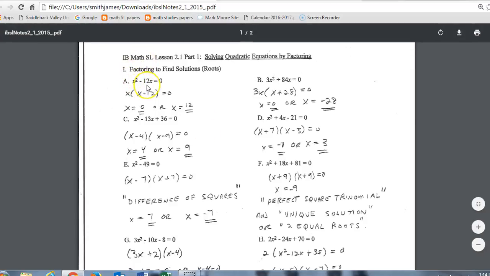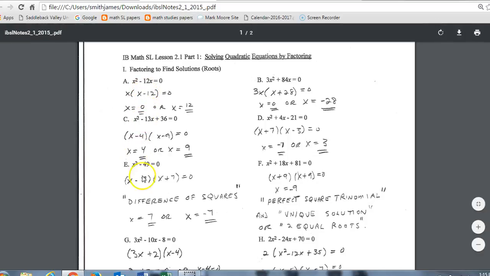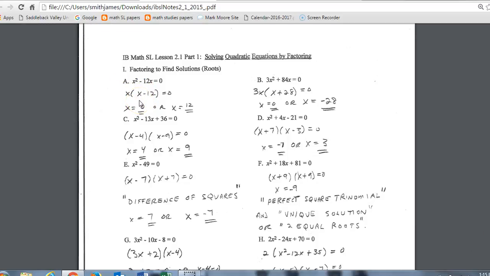In a case like this, we'd be looking to factor out a common factor of x. Anytime you factor, whether it's with a common factor, a difference of squares, a trinomial, any of those, the rule is simply, since the whole equation equals 0, I take my factors and set each factor equal to 0 to get my solutions. So in a case like this, if I factor out the x, then x would equal 0, x minus 12 would equal 0, so I get these two solutions here.